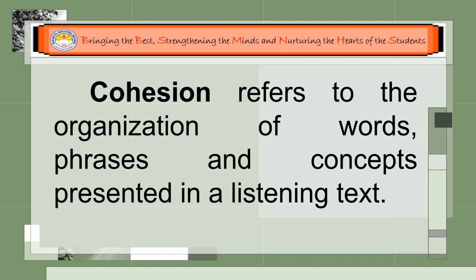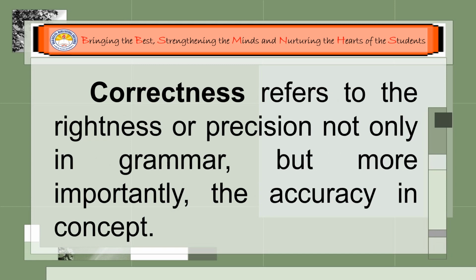We also have to take note of cohesion, for it refers to the organization of words, phrases, and concepts presented in a listening text. Last in the list of our criteria is correctness. Correctness refers to the rightness or precision not only in grammar, but more importantly, the accuracy in concept.